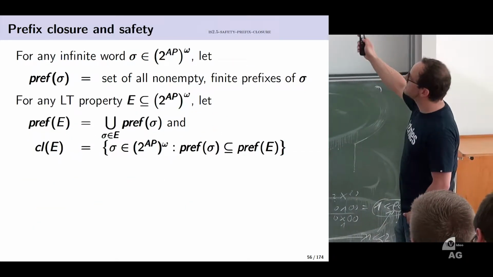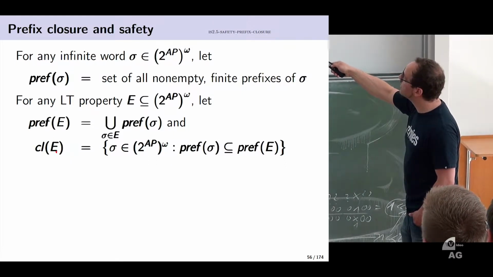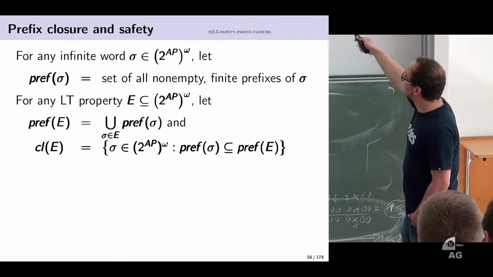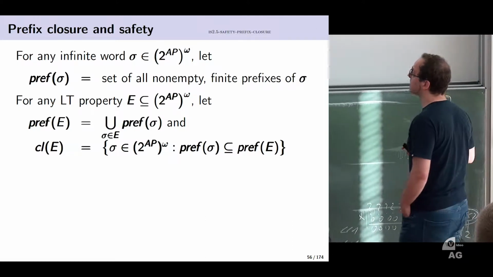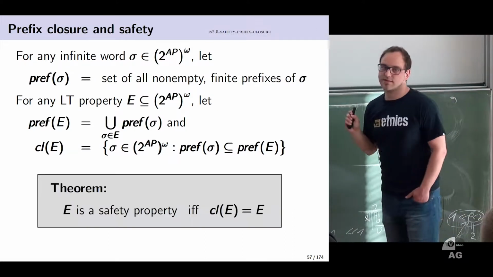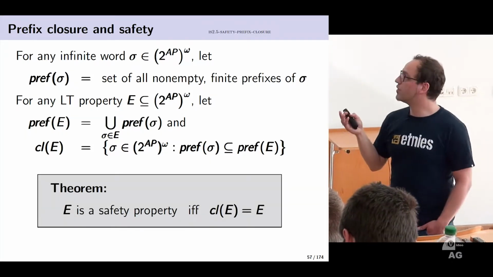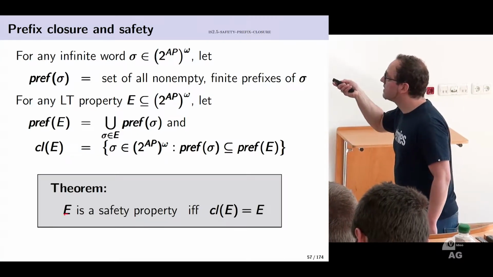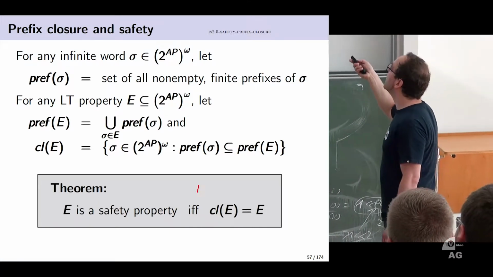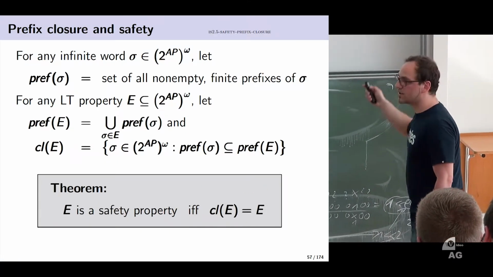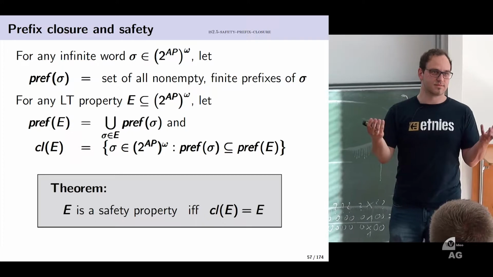And given all these definitions, this is just a repetition from the previous slide. Given the definition of the closure of the linear time property as all infinite words whose prefixes are fully contained in the prefixes of the property, we can state the following theorem that we're also going to prove. It characterizes safety properties in the sense that we can say E, a linear time property, is a safety property if and only if its closure is the property itself. Meaning that E is already closed, you could say.